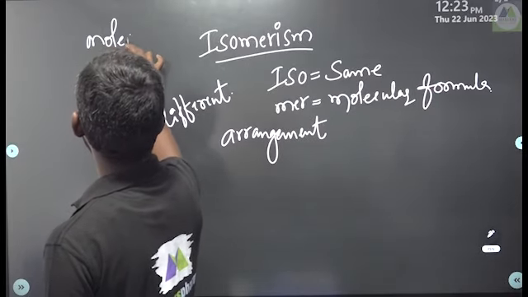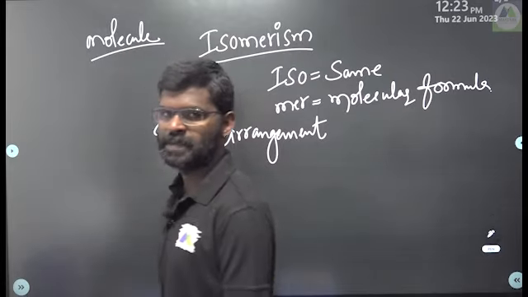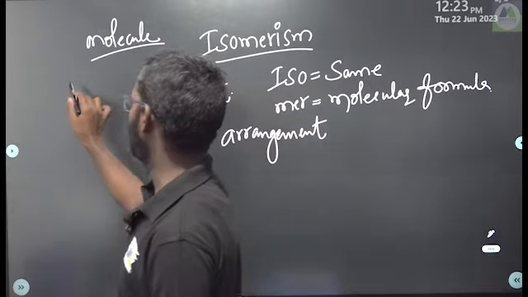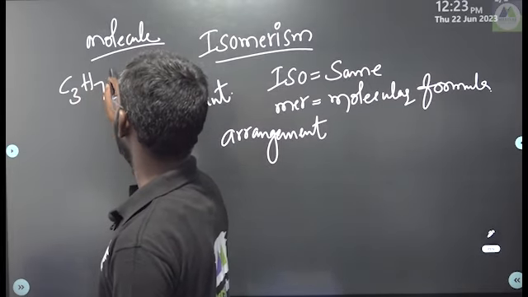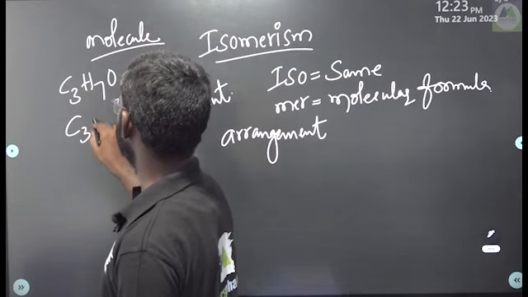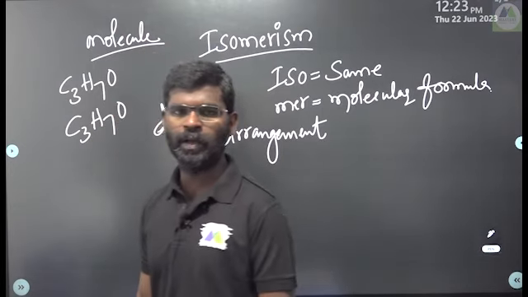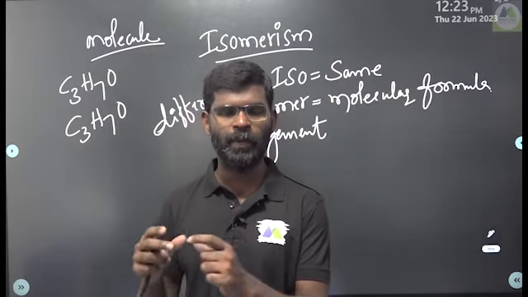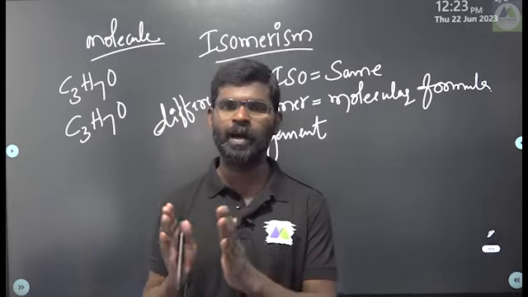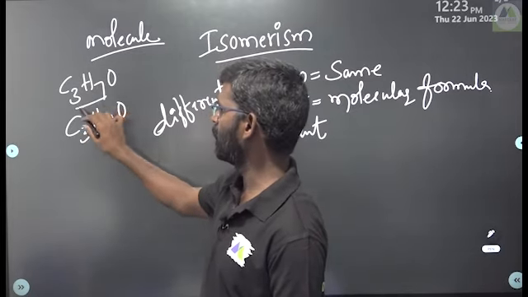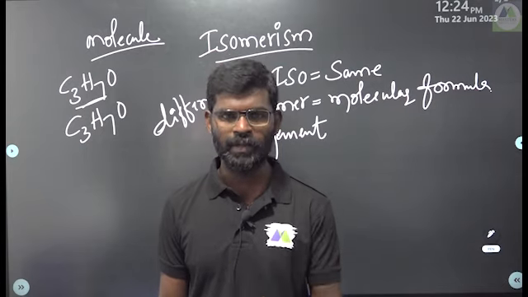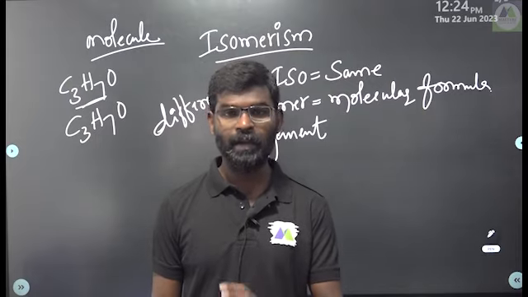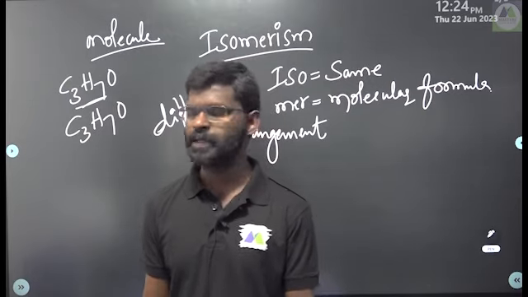Generally, a group of atoms is called a molecule. Molecules having the same molecular formula means, for example, C3H7O, and the next compound also has C3H7O. This is called molecular formula. So both compounds, say compound X and compound Y, have the same number of carbons, hydrogens, oxygens, or whatever the atoms. The number of any atom is equal, but the arrangement is different. That is called isomerism.